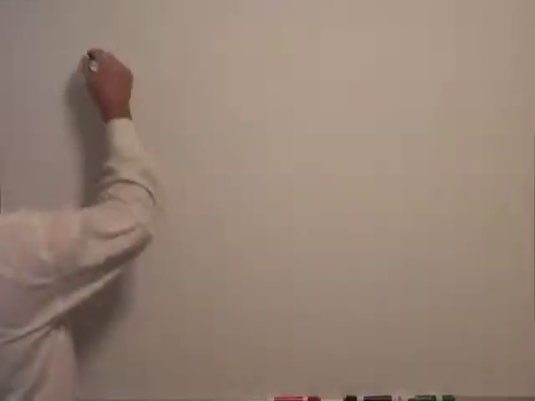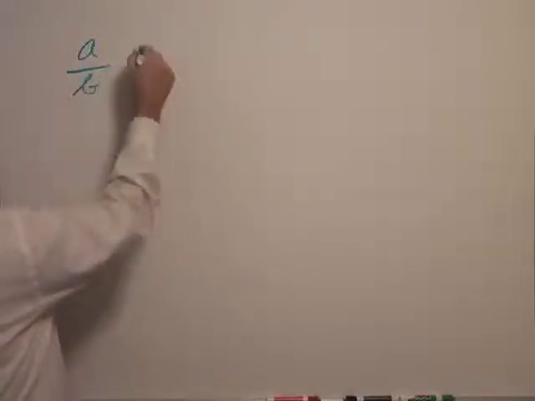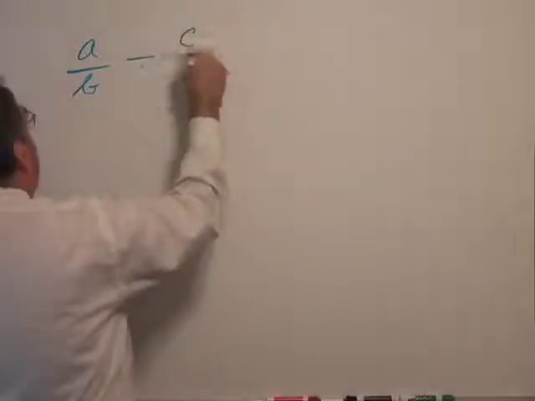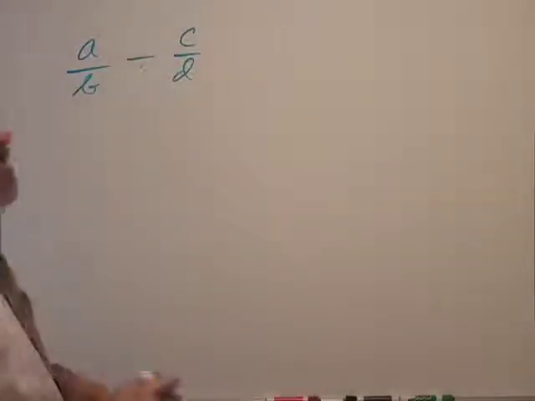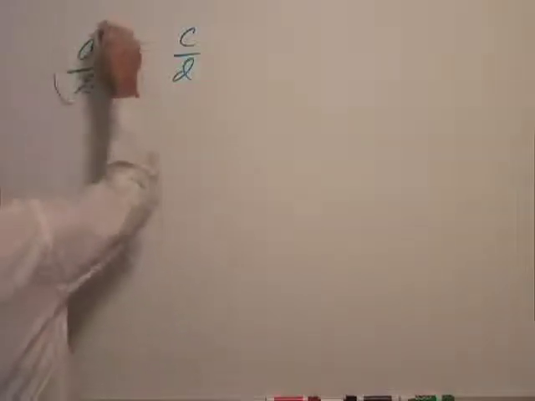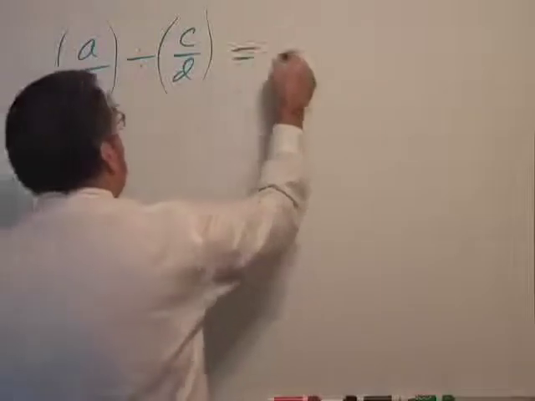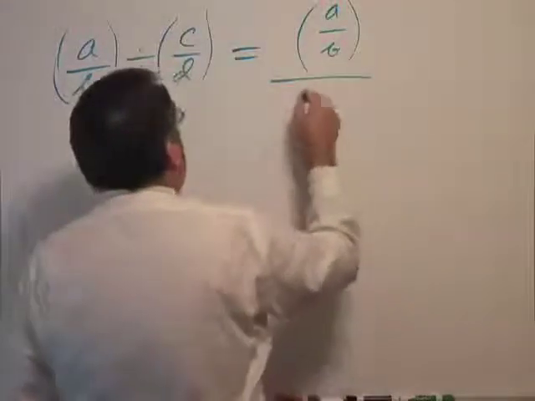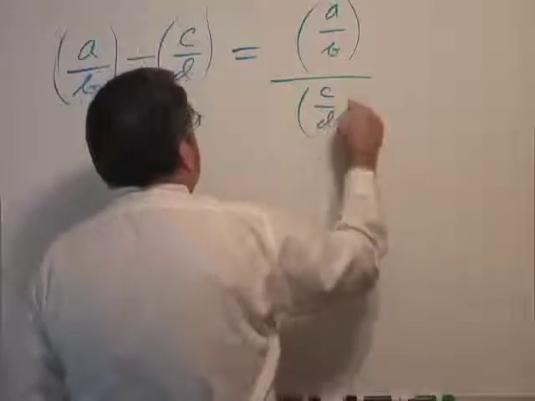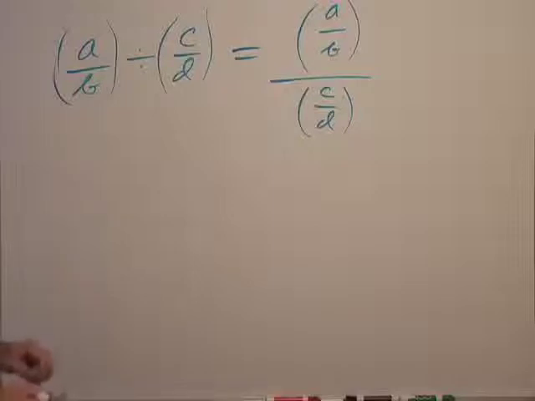Okay. Well, suppose I had, we'll just do this algebraically, A over B divided by C over D. Okay. I'm going to think of it this way. I'm taking this fraction and dividing it by that fraction. In other words, I have A over B divided by the fraction C over D. So it's a different way of writing this division.